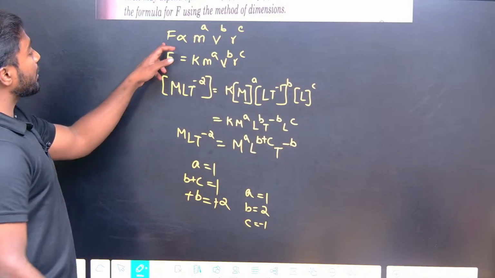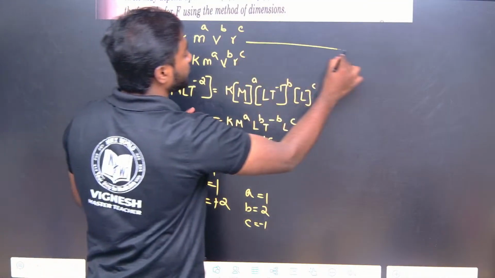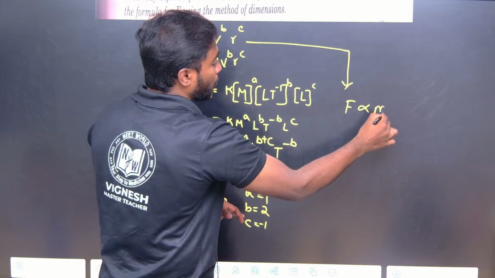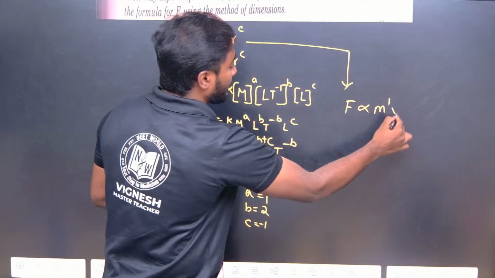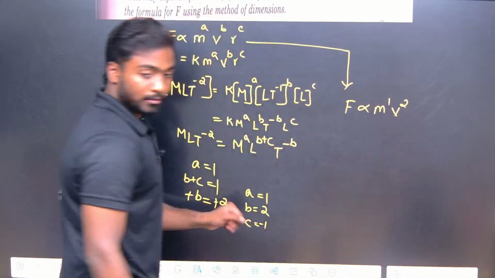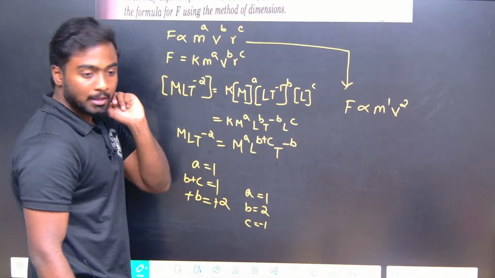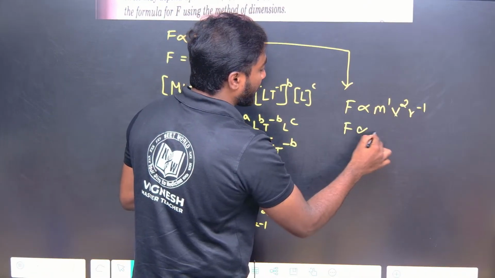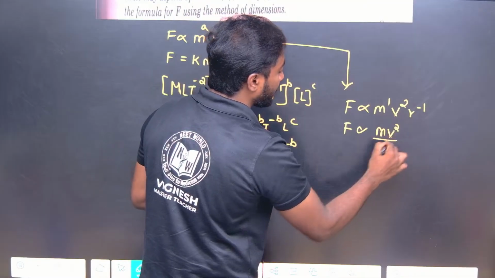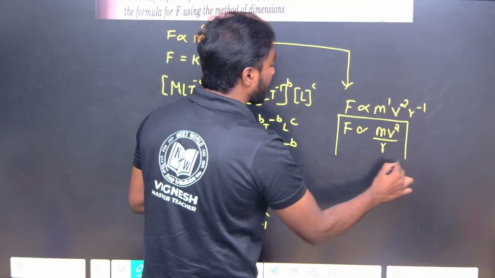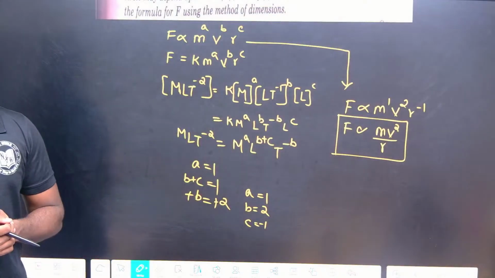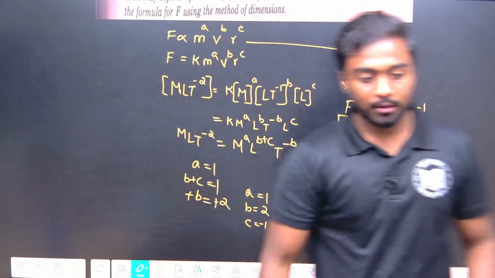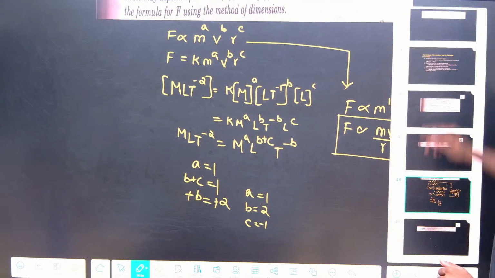Now take out the equation which we have written. F is proportional to m power 1, V power 2, R power minus 1, that is m v square by R. So F is proportional to m v square by R. This is the formula we need to get. Is there any doubt in this? We can go to measurements and errors now.